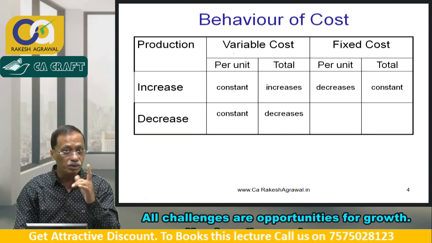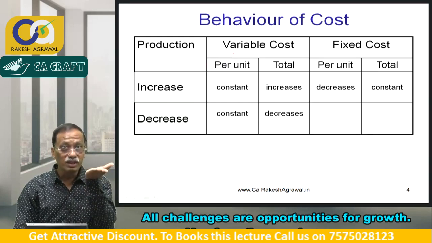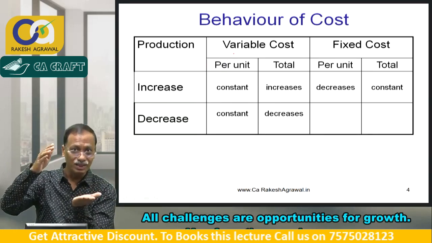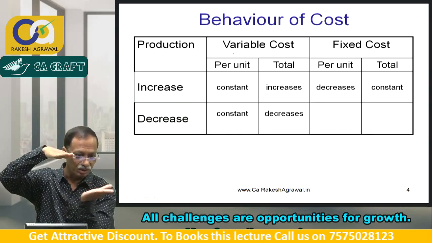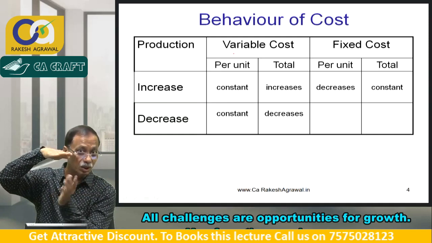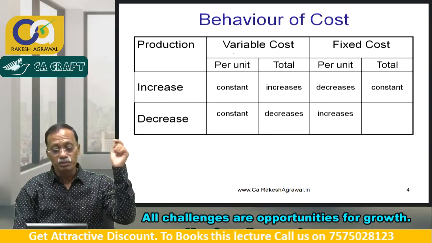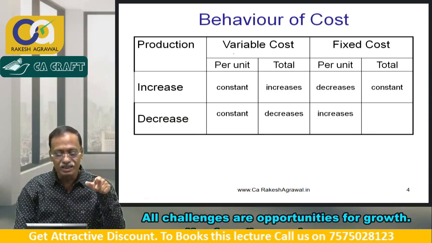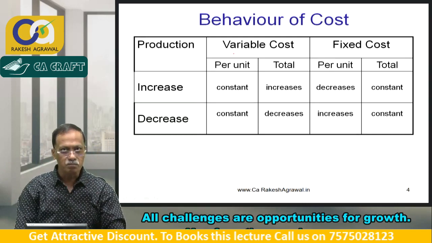What will happen to per unit fixed cost? You can easily imagine. Fixed cost per unit will increase because the denominator has decreased. Total fixed cost will remain the same, that is, the numerator will remain the same, total fixed cost divided by 5,000 units. So per unit burden will go up. So fixed cost per unit increases with decrease in production. However, total fixed cost remains constant.